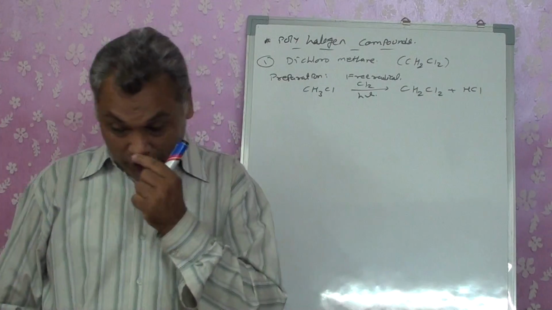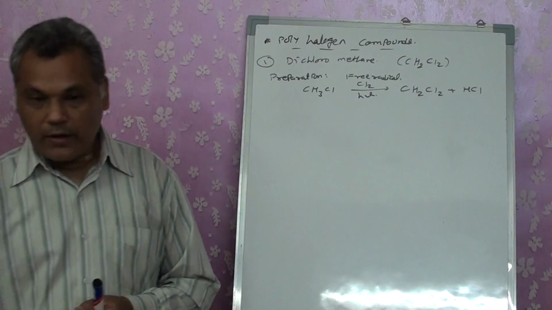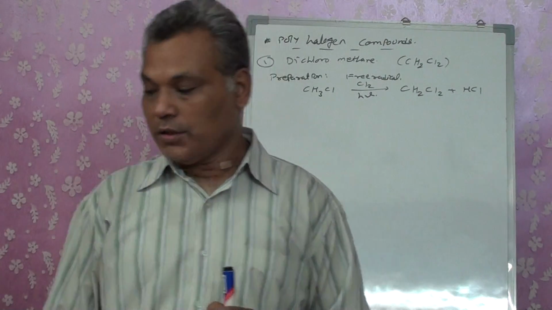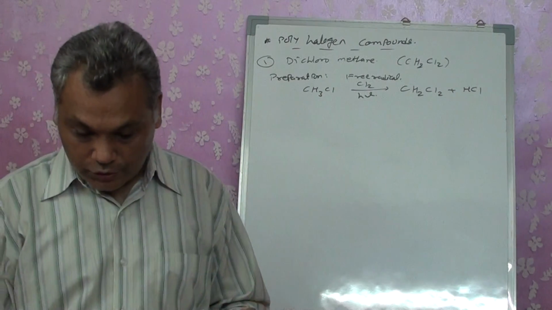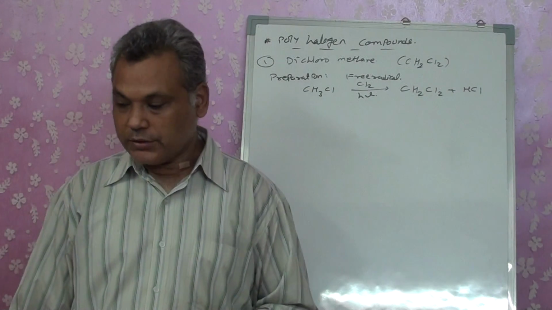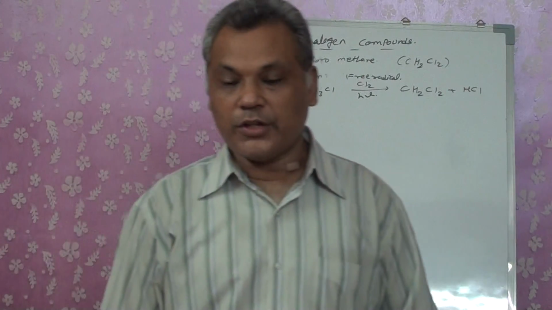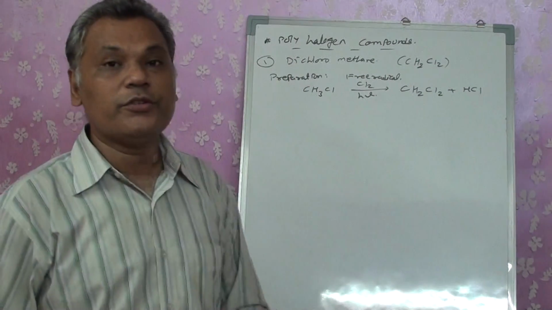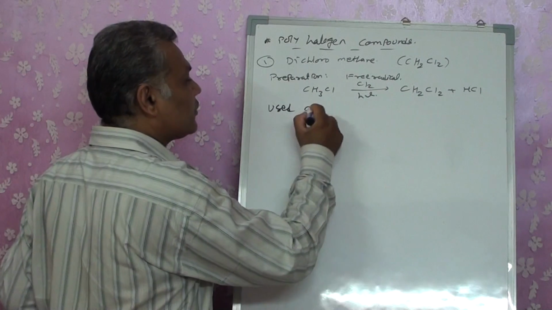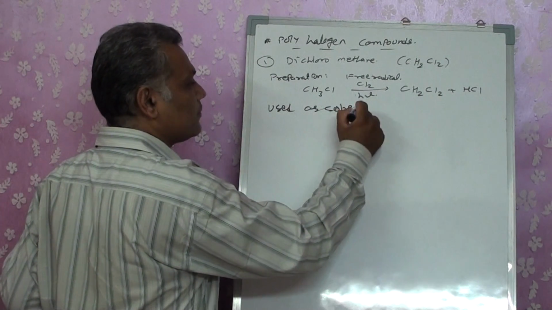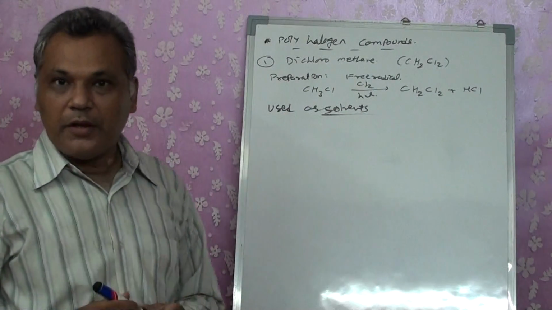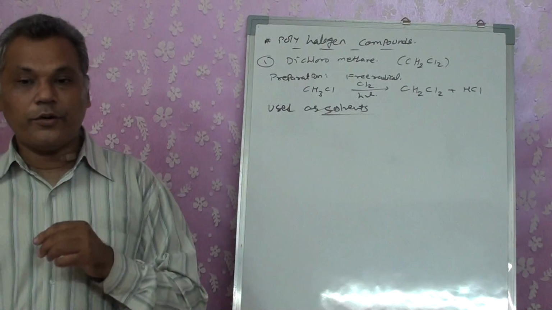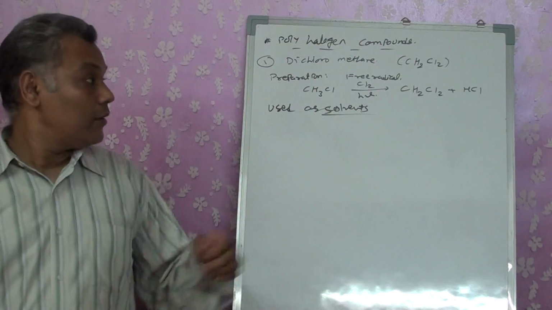Now, what is its use? Dichloromethane is used as a solvent for paint remover. It is also used as a propellant in aerosols. It is used in solvents for manufacturing drugs. So in general it is used as a solvent, in removal of paint, in aerosols, or for manufacturing of drugs. Everywhere it is used as a solvent.